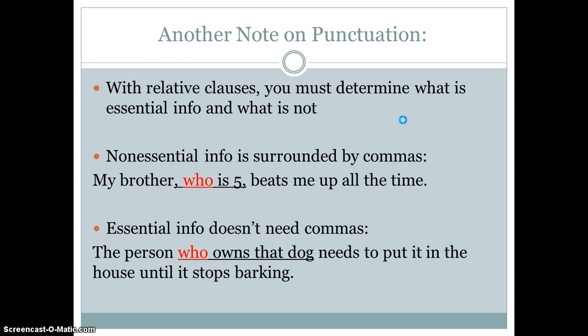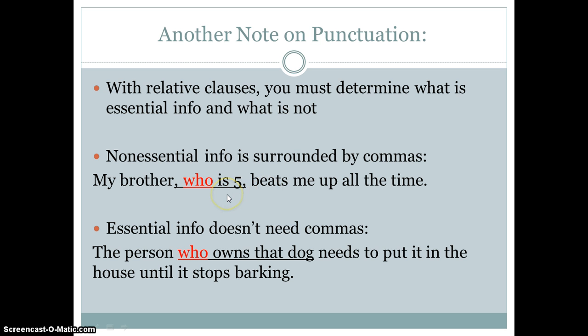All right, so here's a punctuation rule about relative clauses. You have to determine what's essential and what is not in order to know how to punctuate it properly. I'm not going to go too hardcore into what essential and non-essential is. I think the book does a pretty good job of defining what is and is not essential, but I will cover it briefly here. So non-essential info is surrounded by commas. So in this example: my brother, who is 5, beats me up all the time.